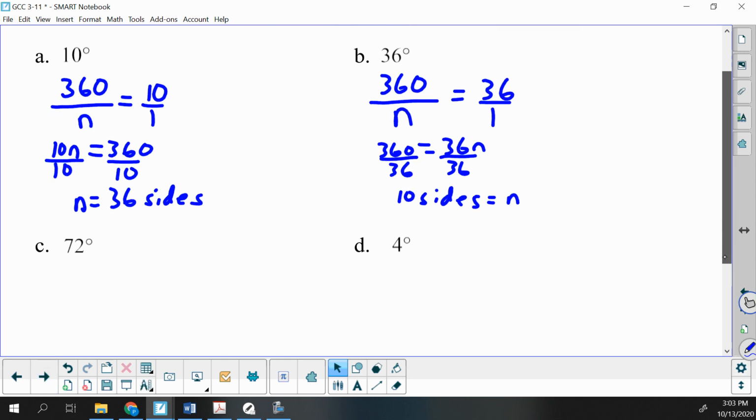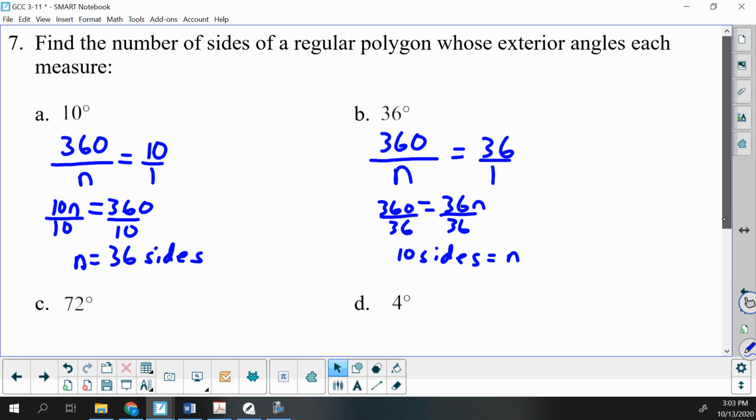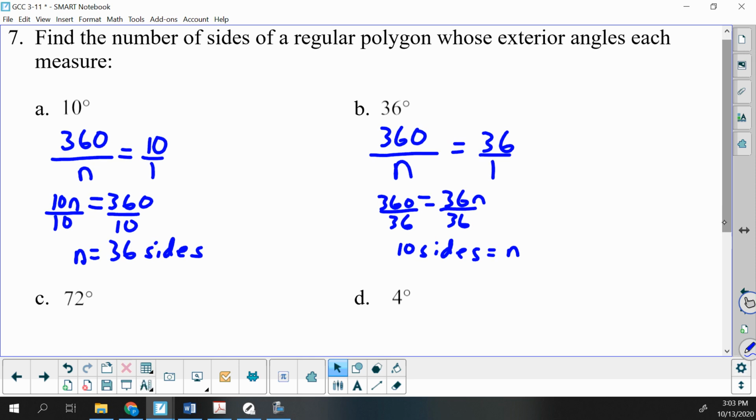So I'd like you to take a second and pause the video. Again, these are representing a single exterior angle. We want to find the number of sides. So if you could pause the video, solve each of those, and then when you hit play again, questions will pop up for you to input your answers for each of those. So go ahead and pause the video now.